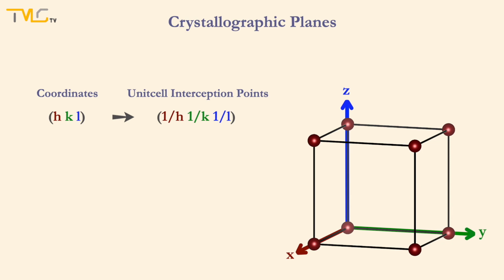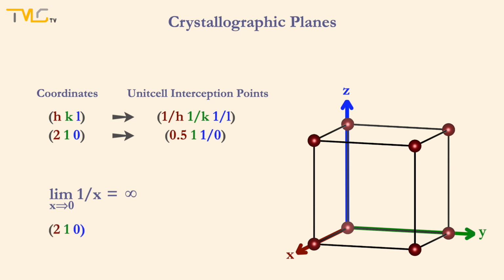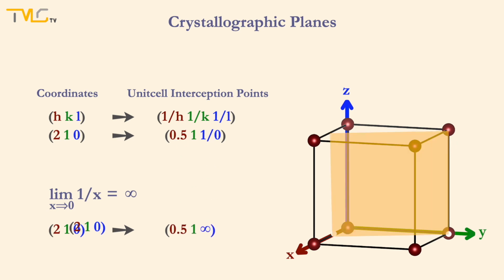Let's assume we are given the 2, 1, 0 plane. This plane is expected to intercept the x-axis at 1 over 2, which is equal to 0.5, y-axis at 1 over 1, which is equal to 1, and z-axis at 1 over 0, which is mathematically undefined. Here we will take advantage of the limit function, where the limit of 1 over x when x is going to 0 will be converging to infinity, which means that the crystallographic plane for 2, 1, 0 does not intercept the z-axis at any point in the Cartesian space.